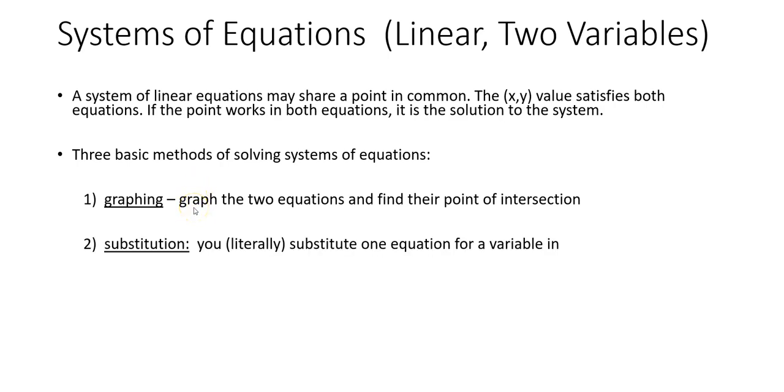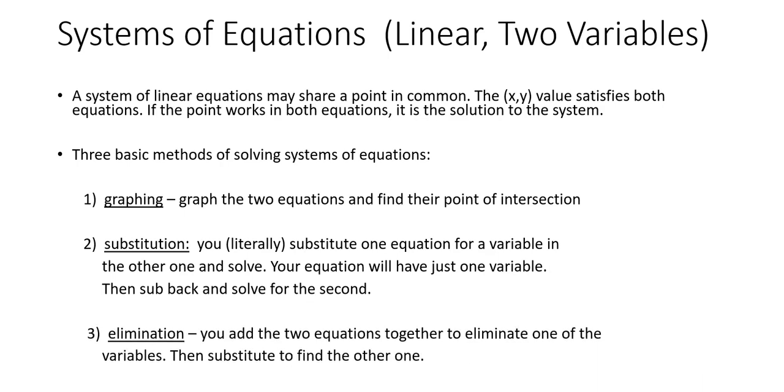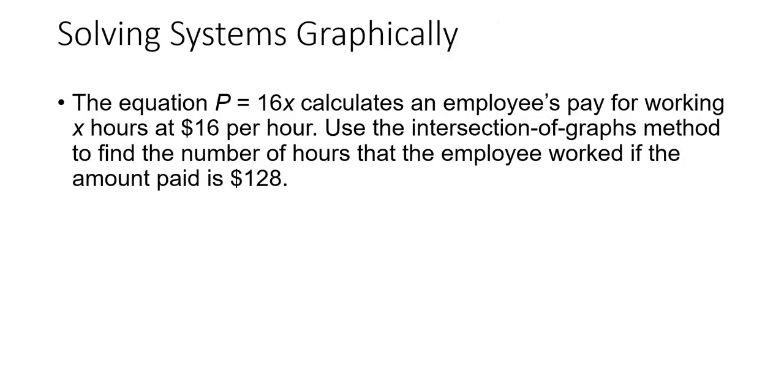Another way of doing it is substitution. You, quite literally, substitute one equation for a variable in the other and solve. So the idea is to take something that has two variables, get it down to one variable, solve for the one variable, go back and substitute. All right, then the last one is elimination. You add the two equations together to eliminate one of the variables, and then again, substitute back to find the other. Sometimes that third one is also called a linear combination, and that's how you solve.